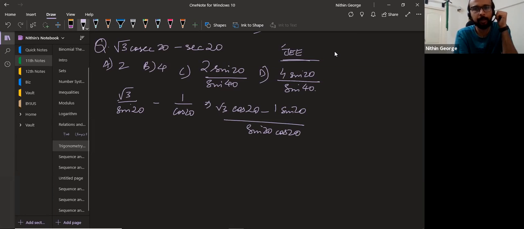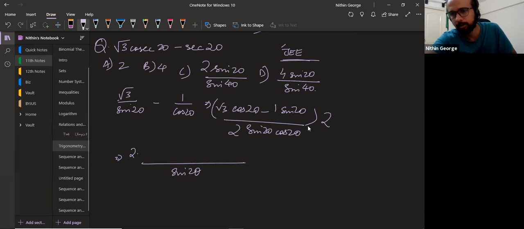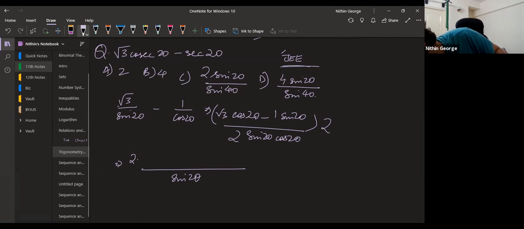I'll divide and multiply by 2 because I know 2 sine theta cos theta is nothing but sine 2 theta. Okay, then there is a 2 here. So this is root 3 cos 2 theta minus 1 sine 2 theta.